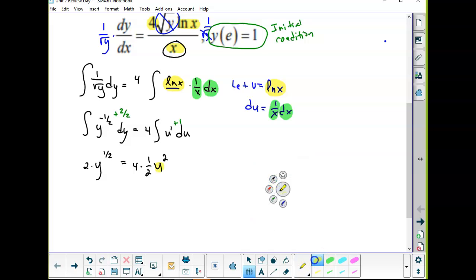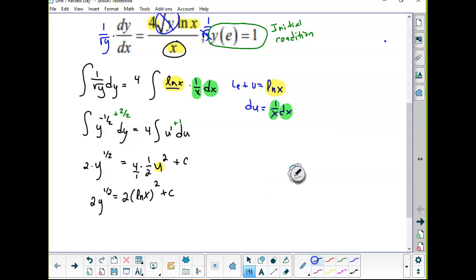Well, now we know what u is. Right? u is the natural log. So I'm going to replace u with ln. And 4 times 1/2, that's going to just turn into a 2. And then I'll just go back and replace. Oh, I forgot my plus c. Hopefully you guys are screaming at me at home. You forgot the plus c.